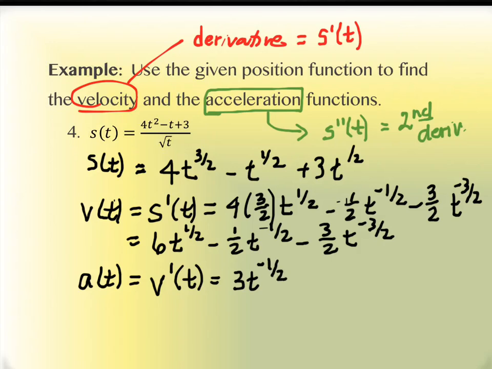How about the piece in the middle? 1/4 t to the negative 3/2. Yep, so I've got a positive 1/4 t to the negative 3/2. And the last piece over here? Positive 9/4 t to what power? Negative 5 halves. Negative 5/2.